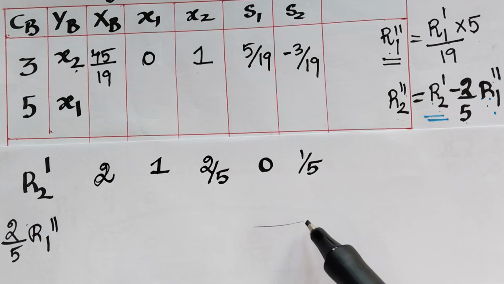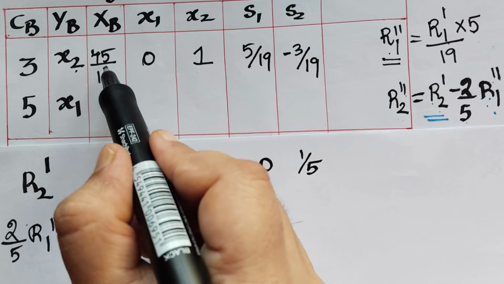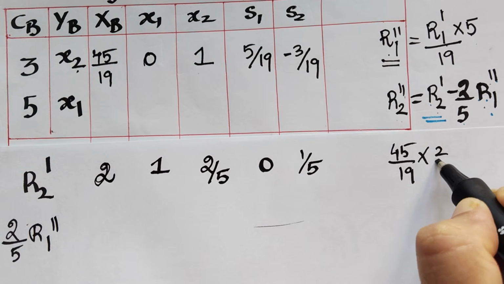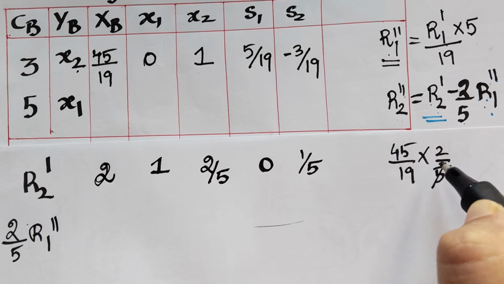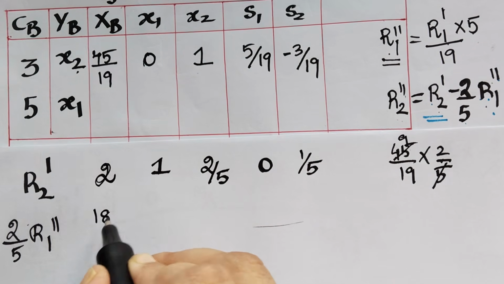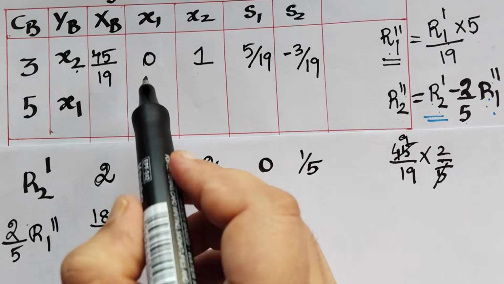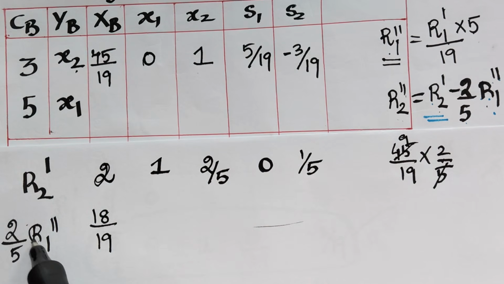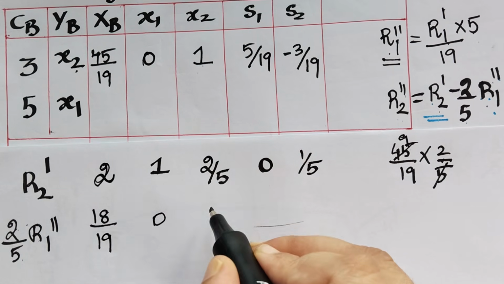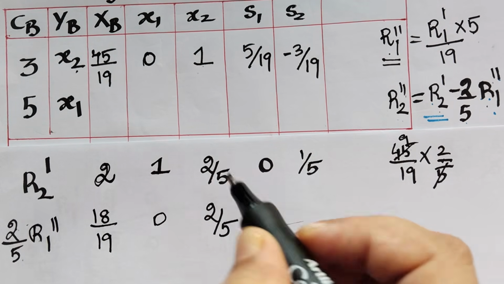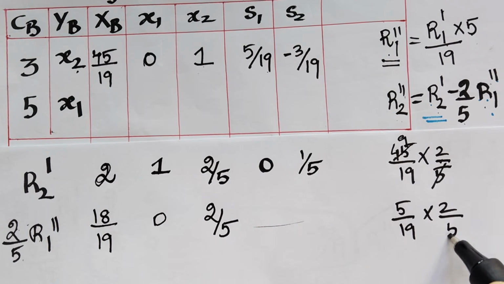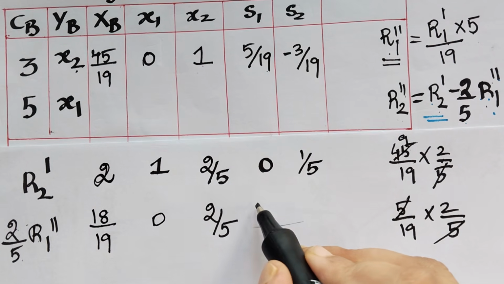So in this row, we have to multiply each value by 2 by 5 and we have to write. Now the first value is 45 by 19. So 45 by 19 multiplied with 2 by 5. So it will be 5 1 times, 5 9 times, 9 2 times is 18. So the first value is 18 by 19. Then the second value is 0. 0 multiplied with 2 by 5 will be 0. Then 1 multiplied with 2 by 5 will be 2 by 5 only. And then 5 by 19 multiplied with 2 by 5. So it will be 2 by 19.